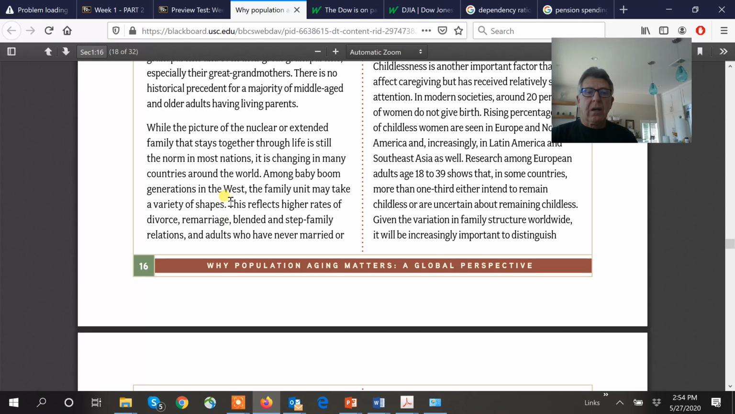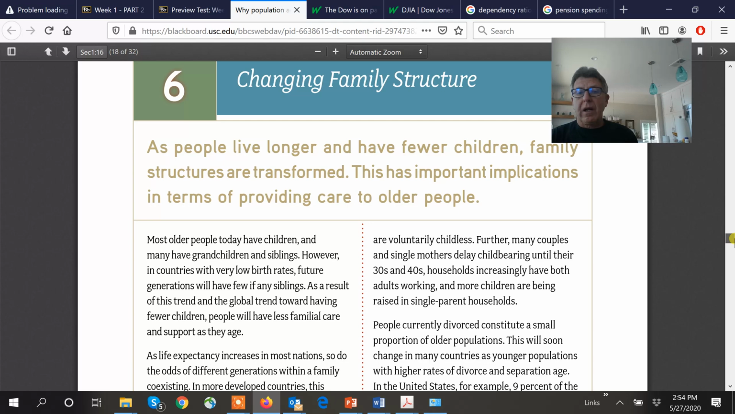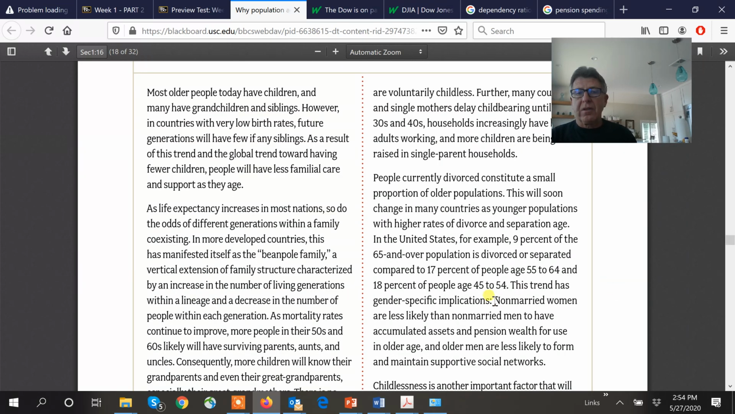We also see more likely incidents, or a more likely factor, is divorce, remarriage, changing family dynamics, things like that. And this is going up and up and up. So it's discussed here in the population.